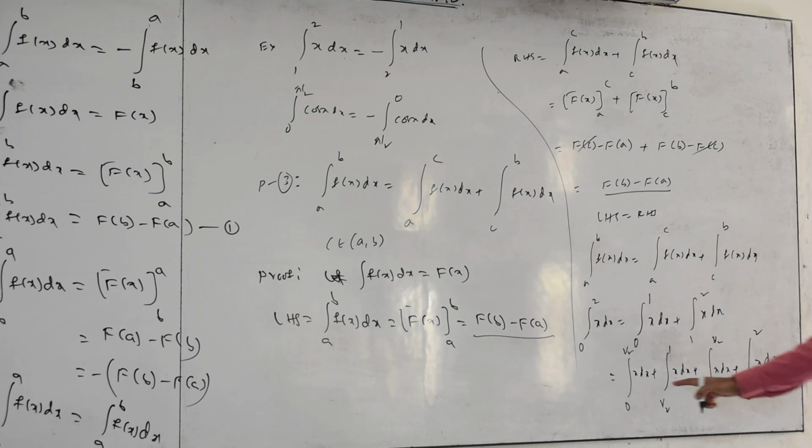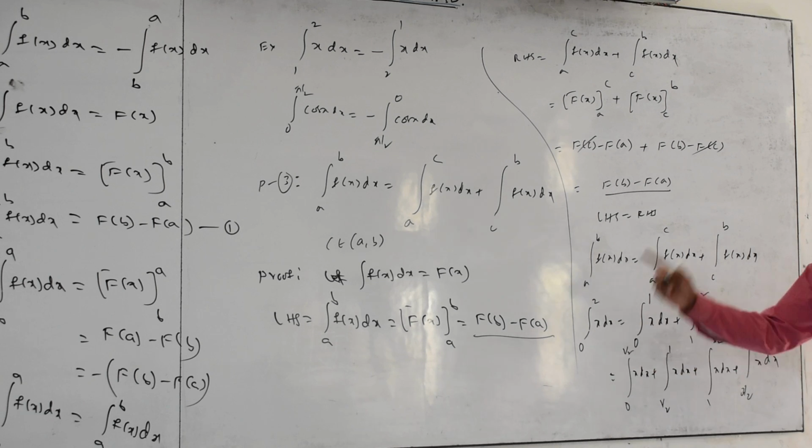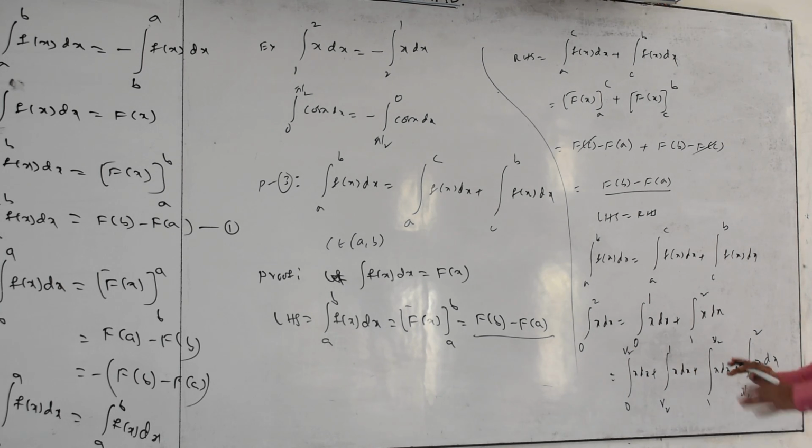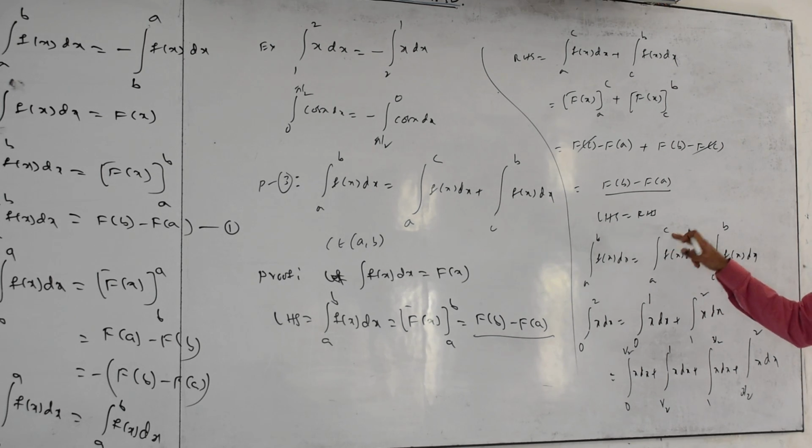You can find the answer of this, and this answer will be the same. Integration of x is x square by 2, upper limit minus lower limit. Like this you find this value, and this value is the same. Understood? While splitting, the c should be between a and b. So the length we should make equal.